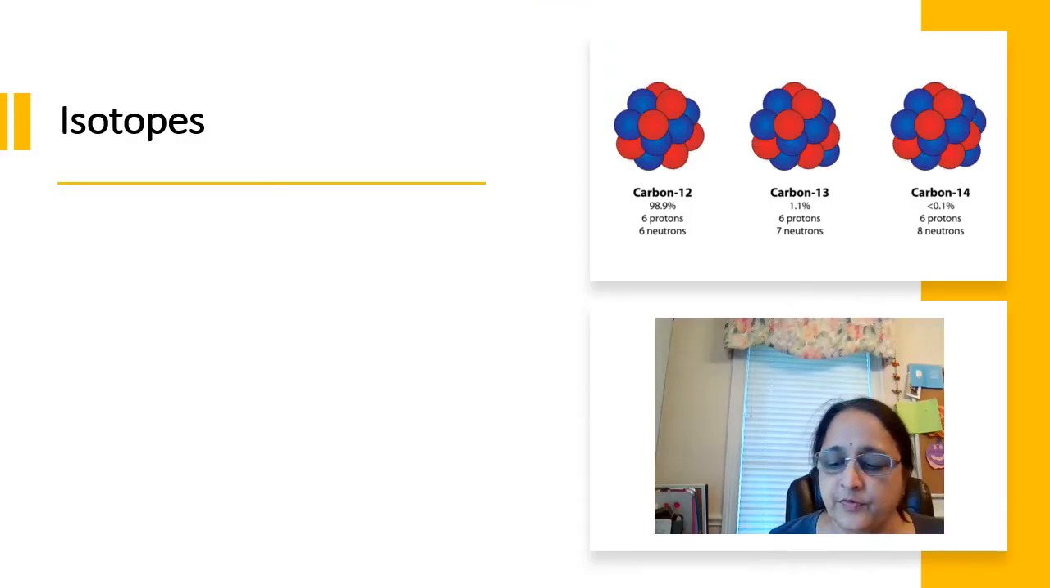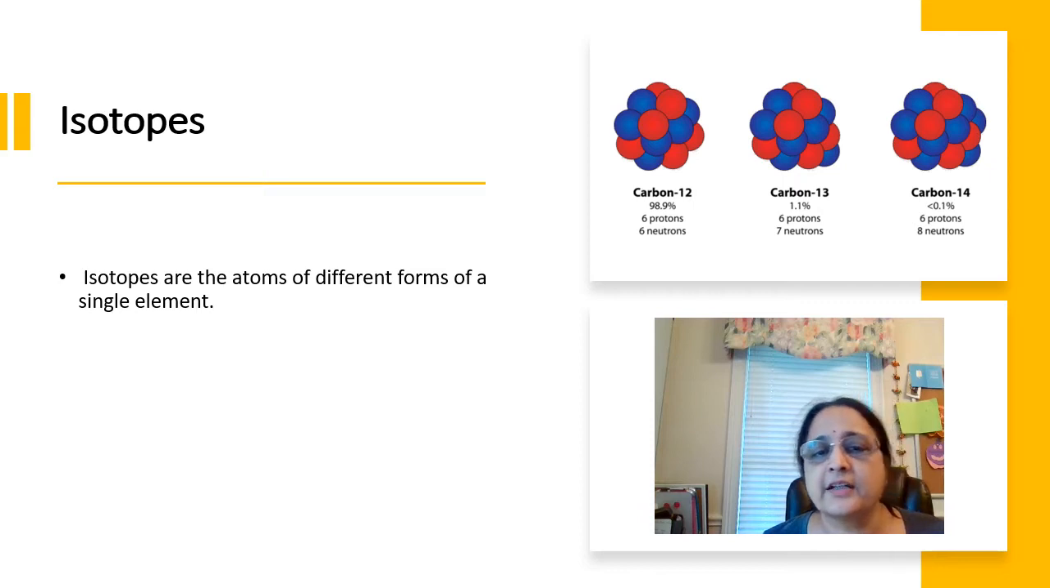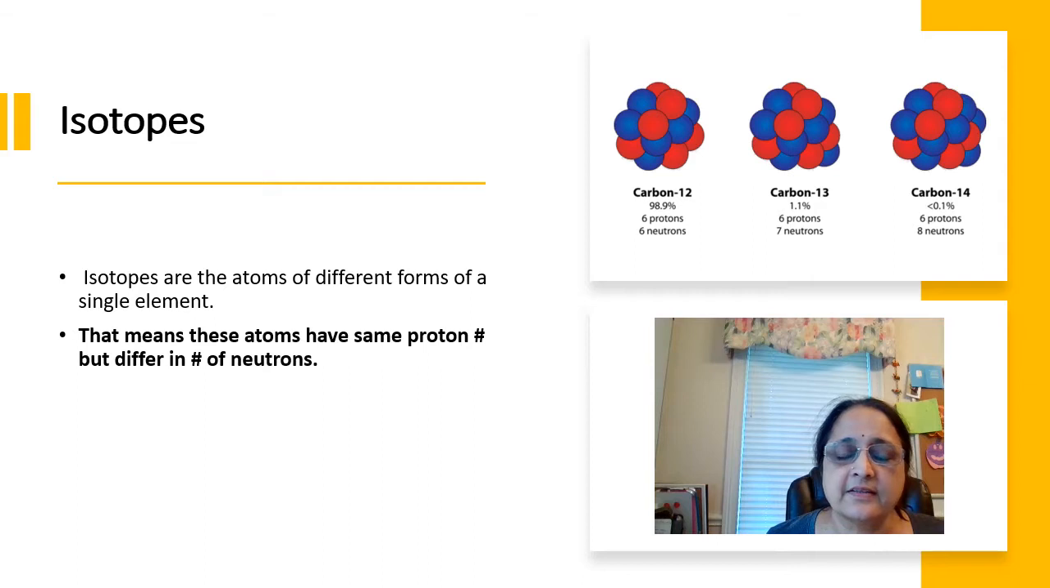So what are isotopes? Isotopes are the atoms of different forms of a single element. That means these atoms have the same proton number but differ in number of neutrons. Then what do you think about their atomic masses? Since the number of neutrons is not the same for them, the isotopes have different atomic masses. Therefore, isotopes are identified based on their atomic mass.